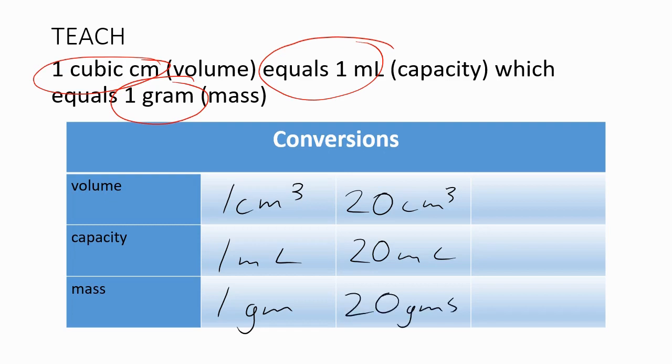Or it looks like this. 1,000 centimetres cubed equals 1,000 milliliters, which of course equals 1 liter, which equals 1,000 grams, which actually equals 1 kilogram.